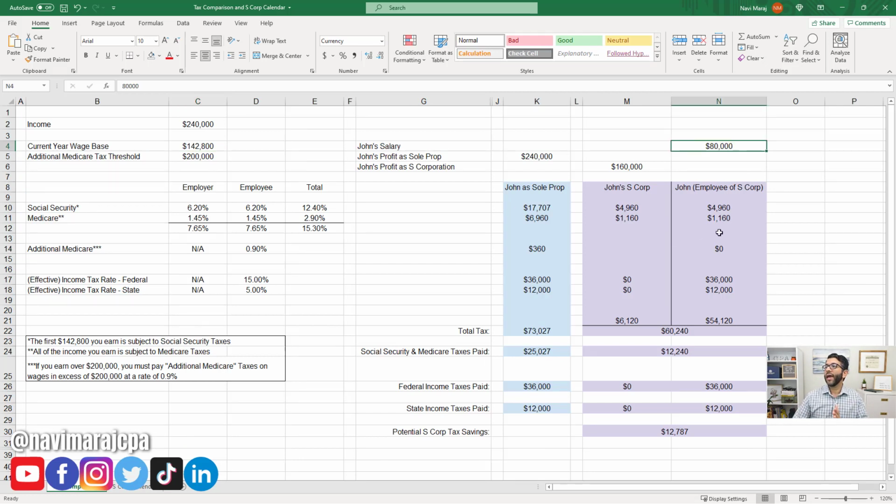Any amount beyond that, she would just take as a distribution, not subjecting all that additional money to Social Security taxes and additional Medicare taxes. All right, you can see again the math here. She's now going to pay, unfortunately, almost $13,000 extra in taxes when she didn't need to.